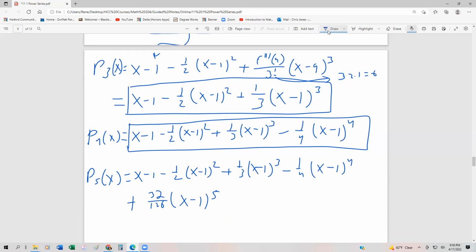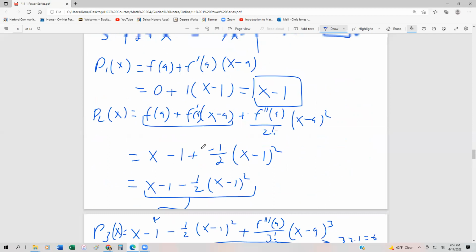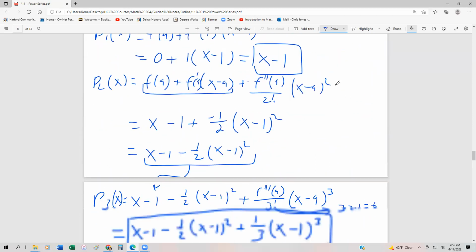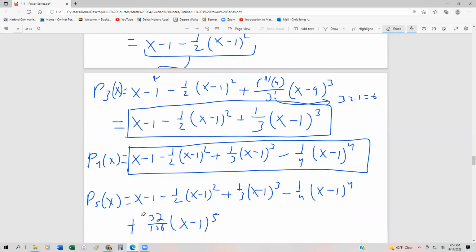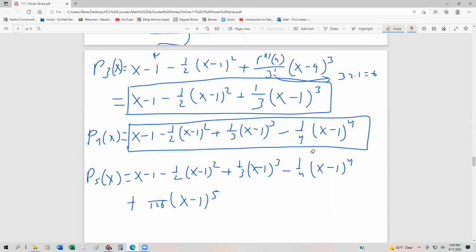And I do believe that 32 times 5 is going to give us 120. So I think this is going to simplify into, oh, it should be 24. I'm sorry, not 32. I copied the wrong number there. So this should be a 24. All right, so sorry about that.